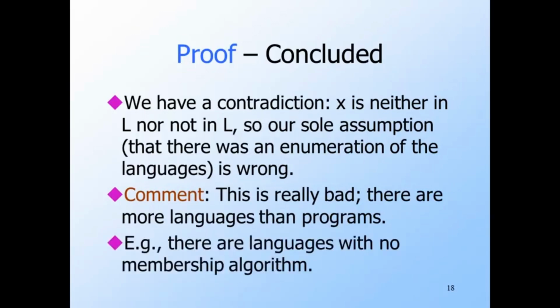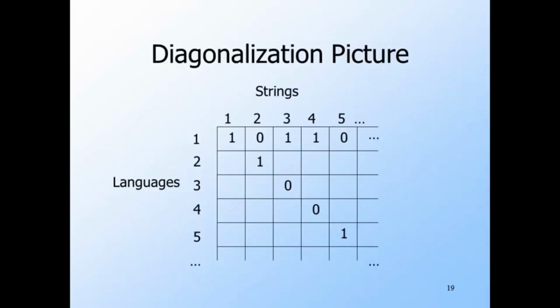A particularly bad consequence of this fact is that there are languages for which no program can tell whether or not a given string is in the language. On the bright side, none of these strange languages are context-free, or therefore regular, since the CYK algorithm gives us a membership testing program for any context-free language. The process of coming up with the language L that can't be in any enumeration is called diagonalization.